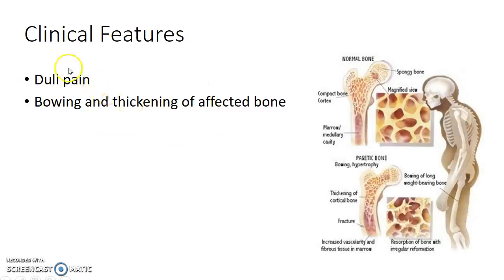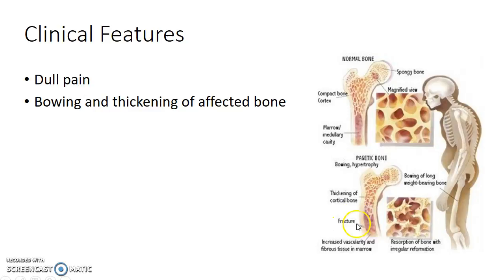Now let us see about the clinical features of Paget's disease. There will be dull pain, there will be bowing and thickening of the affected bone. This picture shows the features of Paget's disease. There will be bowing and hypertrophy, there will be thickening of cortical bone. The patient will be more prone for fractures.